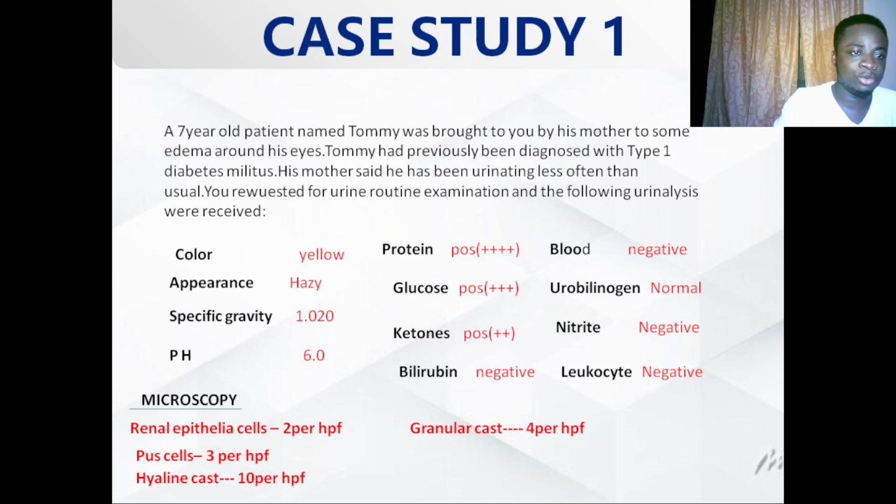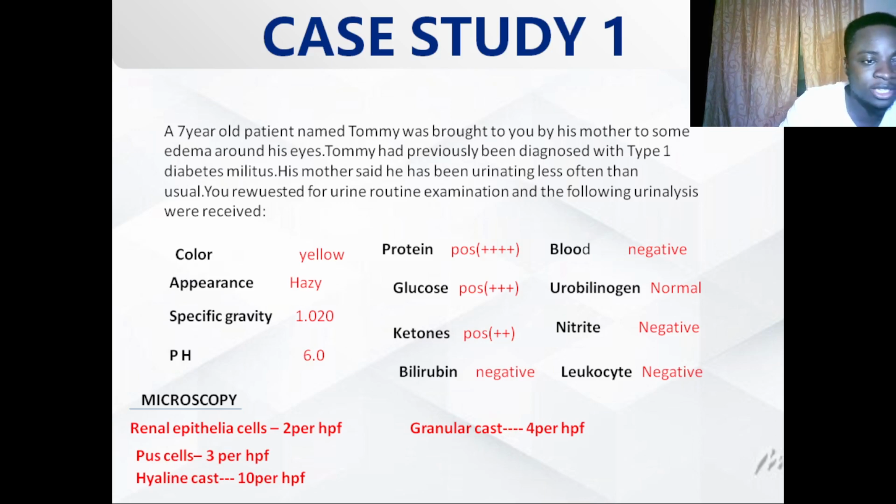So you requested, the word is requested, not request. You requested a urine routine examination, and the following urinalysis results were received. The color is yellow, appearance is hazy, specific gravity 1.020, pH is 6.0, protein 4 pluses, glucose 3 pluses, ketones 2 pluses, the rest negative. Now, you did the microscopy: epithelial cells 2 per high power field, which is low, pus cells 3 per high power field, hyaline casts 10 per high power field, granular casts. So casts are higher than the cells and the pus cells.